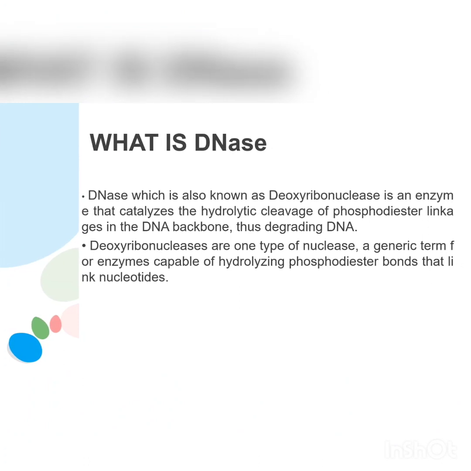Now, let's see what is a DNase. DNase, which is also known as deoxyribonuclease, is an enzyme that catalyzes the hydrolytic cleavage of phosphodiester linkages in the DNA backbone, thus degrading the DNA. Deoxyribonucleases are one type of nuclease, a generic term for enzymes that are capable of hydrolyzing phosphodiester bonds that link the nucleotides.